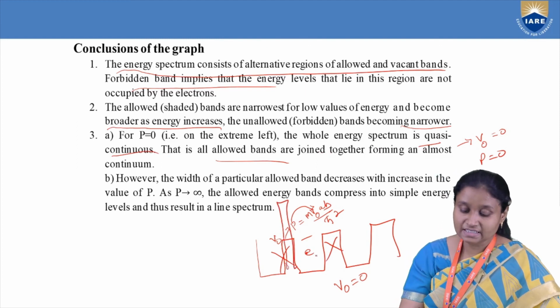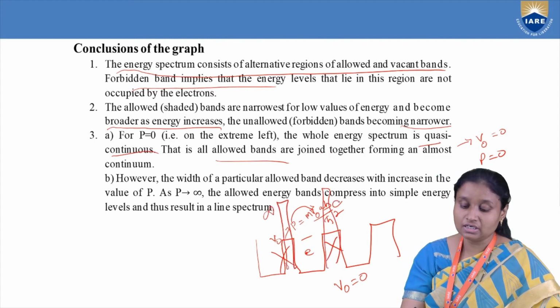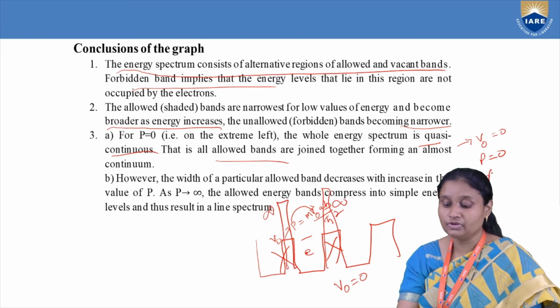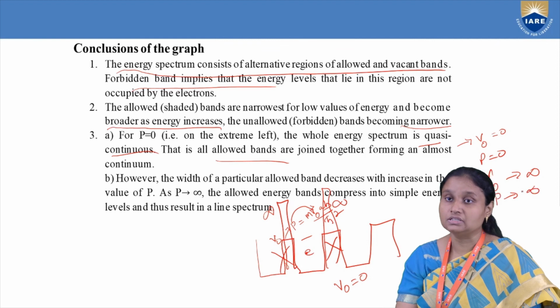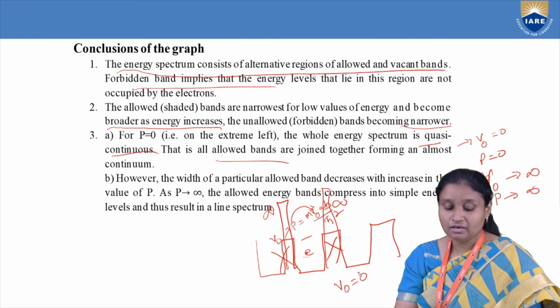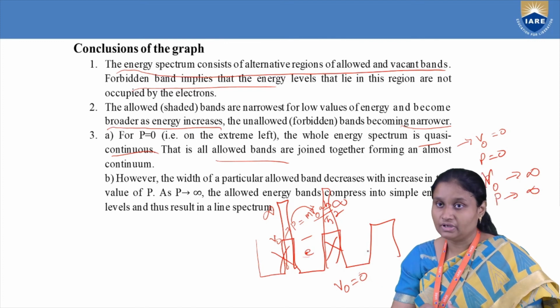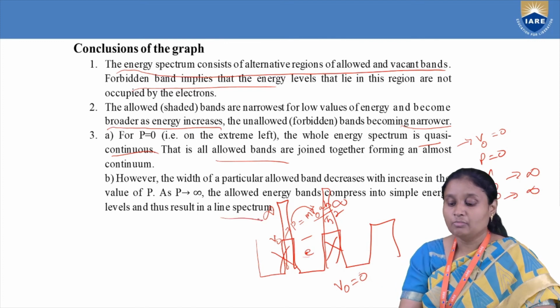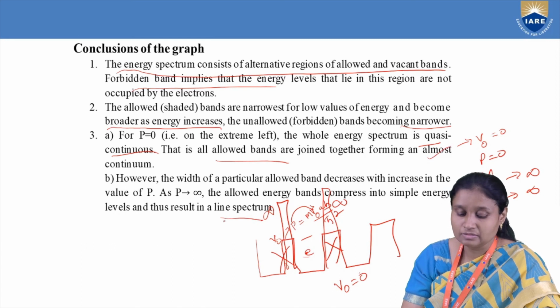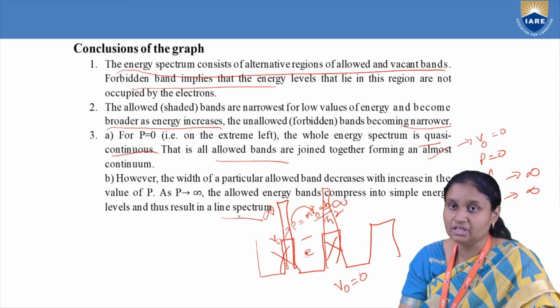Whereas, if this height is infinity, it means that our electron is not going to come out. So when V0 is infinity, then the potential barrier strength is also infinity. So the electron cannot come out of this potential well. So here, it is bound in that potential well, so you'll have a line spectrum. About this free electron and this bound electron, having a continuous, quasi-continuous allowed energy band, and having a line spectrum, we are going to discuss in our next session.